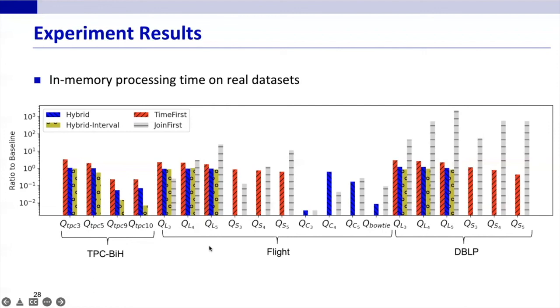For line and star queries in the DBLP dataset on the right side of this figure, we observe that join first performs the worst. In contrast, at least one of our approaches offers up to 2 times speedup over the baseline. Finally, on the fly dataset, which is a small graph with 650 vertices and 1,700 edges, join first wins on simpler queries such as line 3 and star 3, but can be more than 10 times slower on more complex queries such as line 5 and star 5.